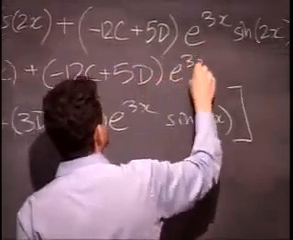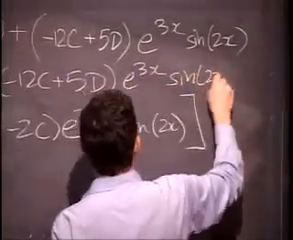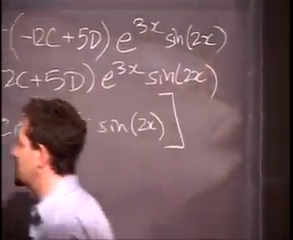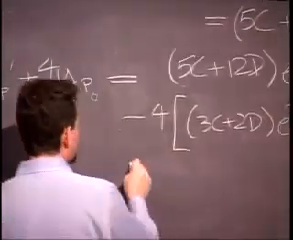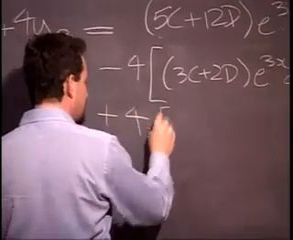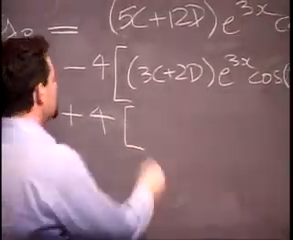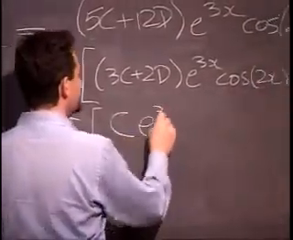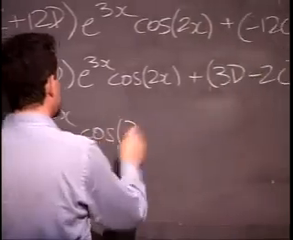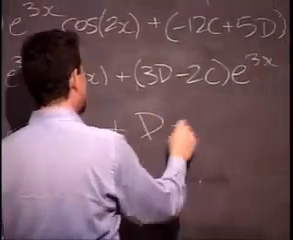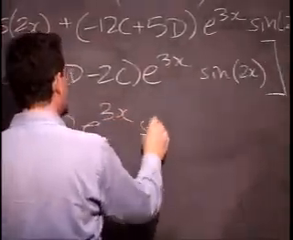There's the second derivative, just copied directly from the line above. That's y double prime minus 4y prime plus 4y itself. Now here's where I pull out the y from above. c e to the 3x cosine 2x plus d e to the 3x sine 2x. Yuck.